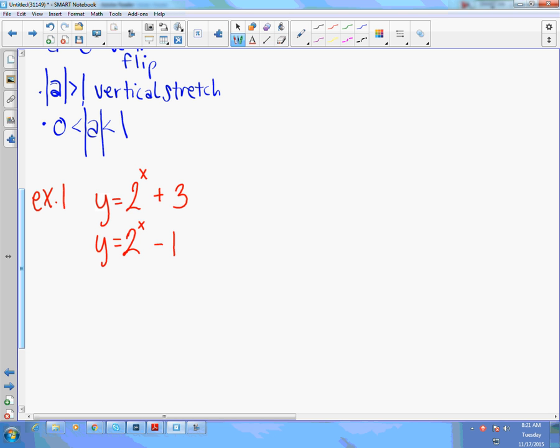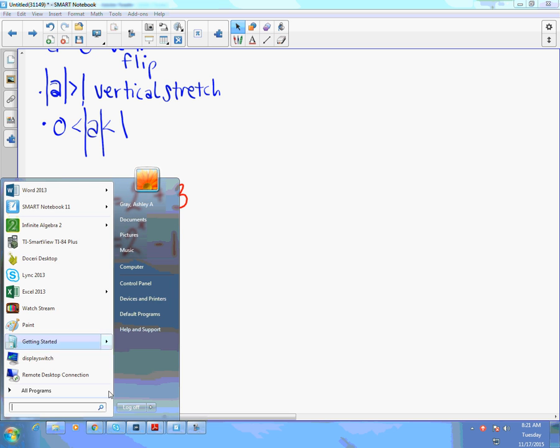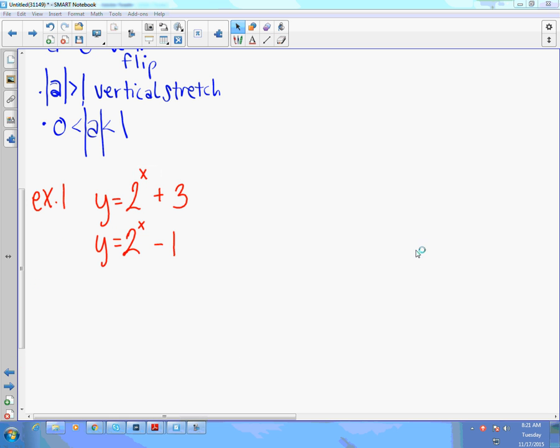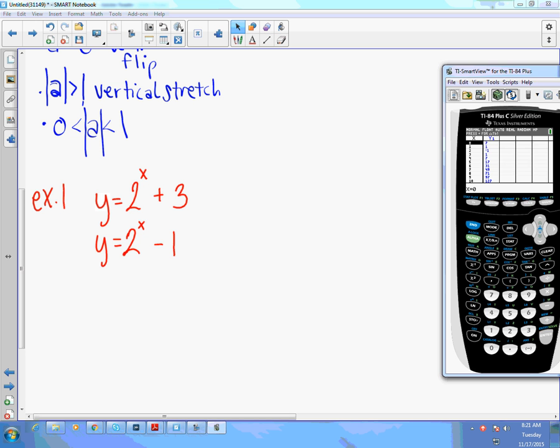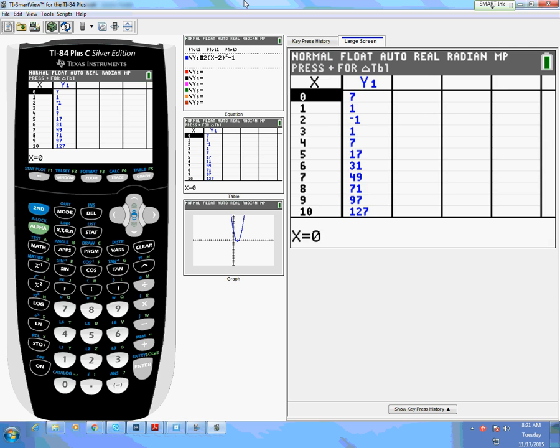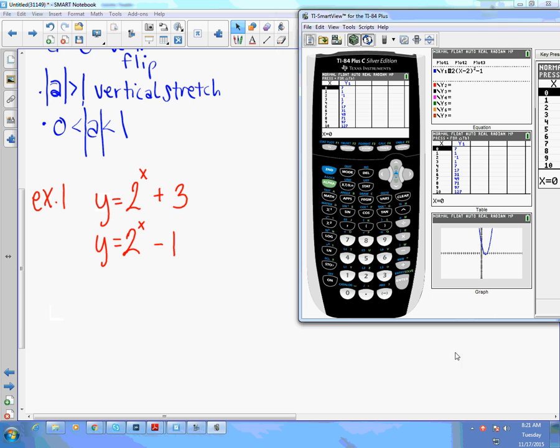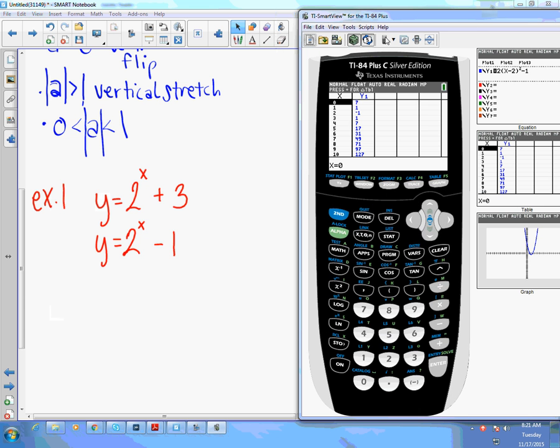Okay, what's the difference between these two functions? y equals 2 to the x plus 3 versus y equals 2 to the x minus 1. What's the difference between those two functions? One has a plus 3 and one has a minus 1. So we're just going to see what happens, what's the difference.